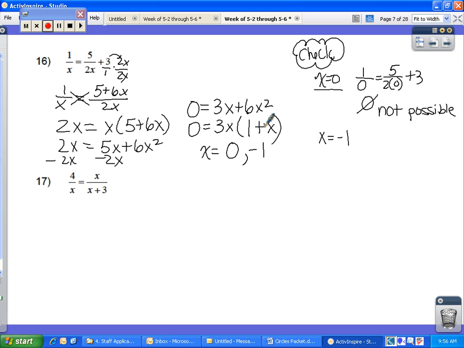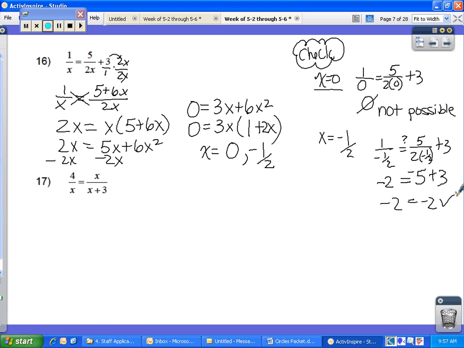Oh, I think I made a mistake here. That's a 2x, which means this is negative 1/2. So let's check negative 1/2. When x is negative 1/2, 1 over negative 1/2, is that equal to 5 over 2 times negative 1/2 plus 3? Well, 1 divided by negative 1/2 is negative 2. Is that equal to 5 over negative 1? 2 times negative half is negative 1. 5 divided by negative 1 is negative 5. So is negative 2 equal to negative 2? Yes. So your only solution is x equals negative 1/2.